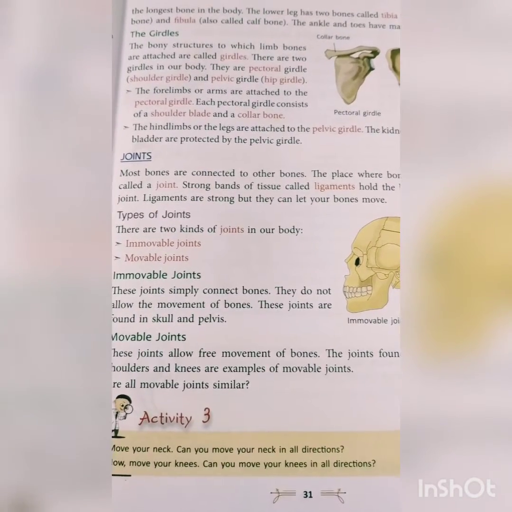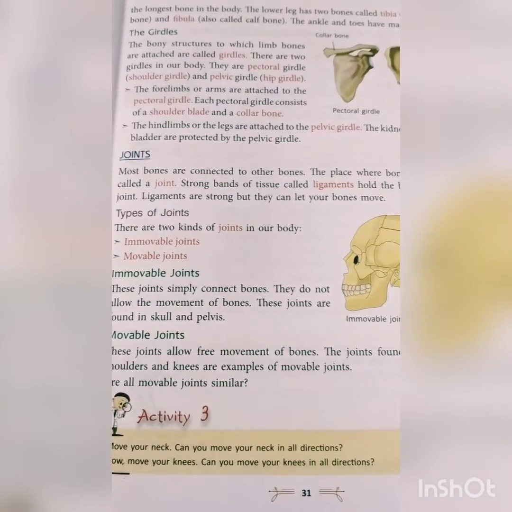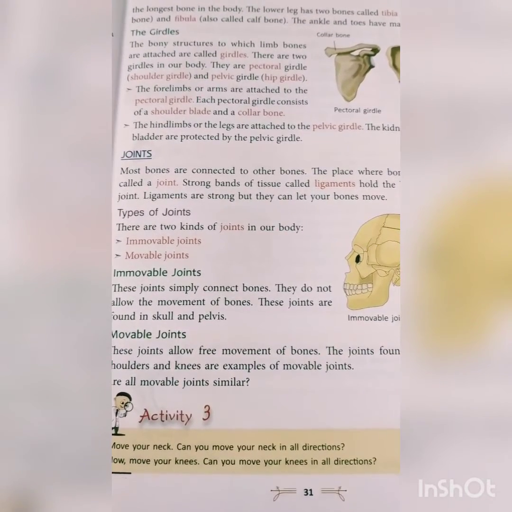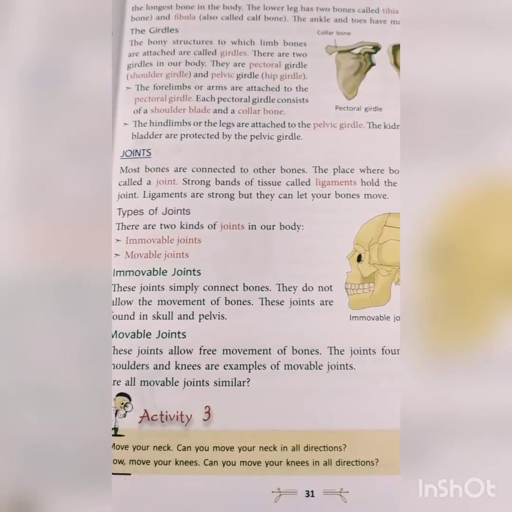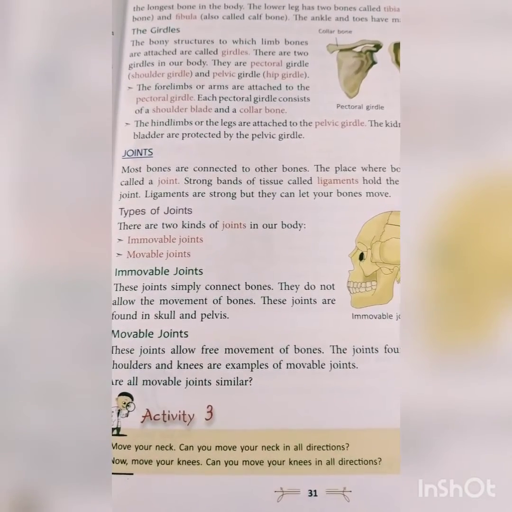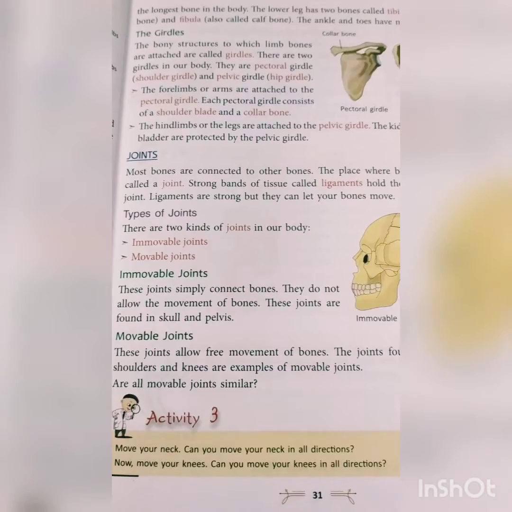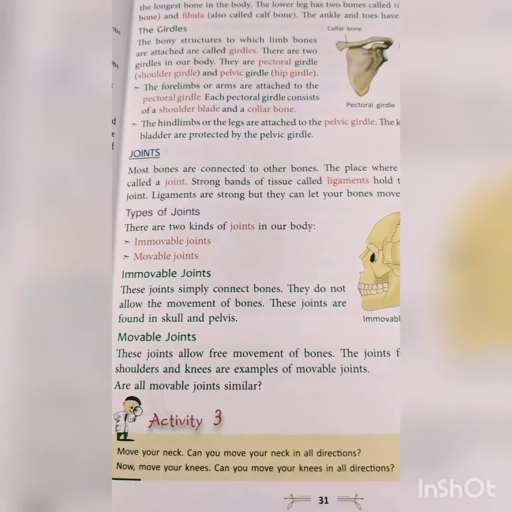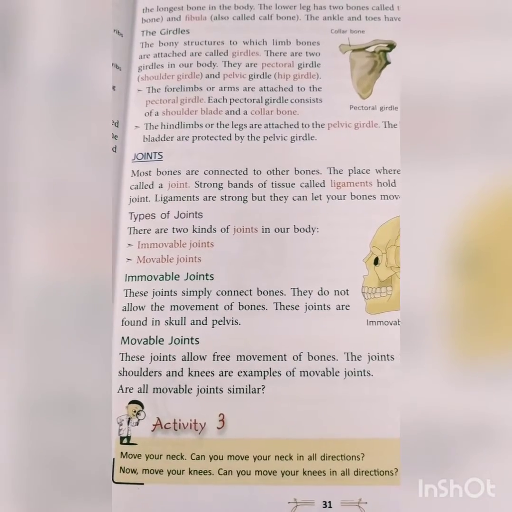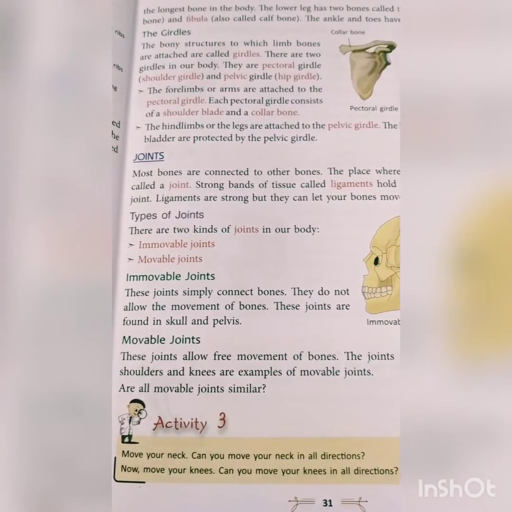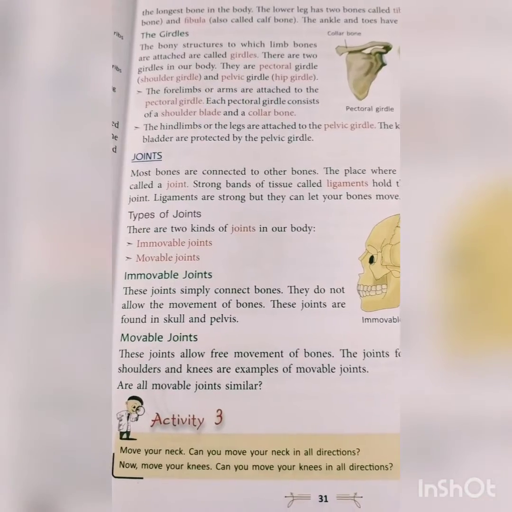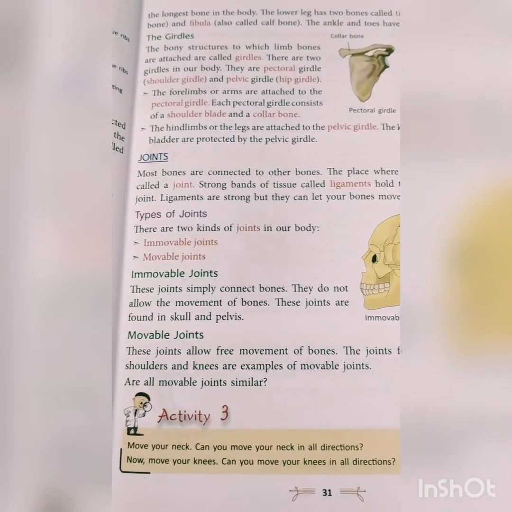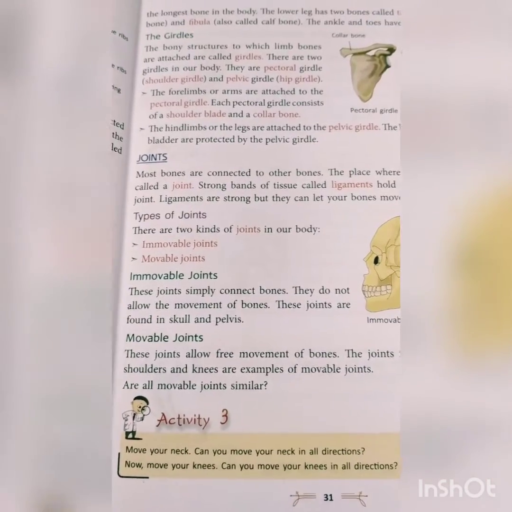Dear students, in today's tutorial, we are going to discuss the girdles. The girdles are the bony structures to which limb bones are attached. There are two girdles in our body. They are the pectoral girdle, that is the shoulder girdle, and the pelvic girdle, which is the hip girdle.